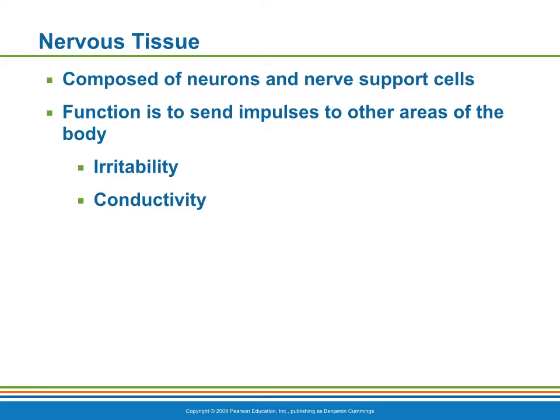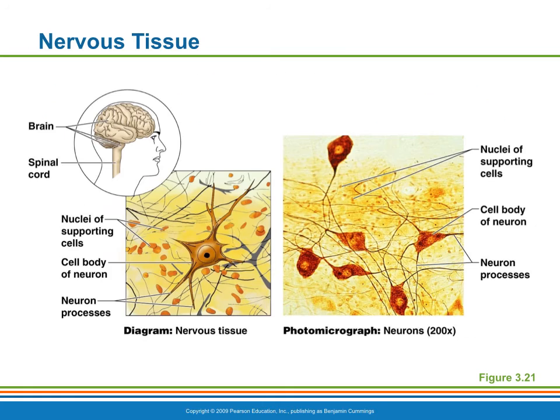Now, next we have nervous tissue. Nervous tissue is the main component of the nervous system, which regulates and controls body functions. Nervous tissue is composed of two types of cells. Here's what it looks like. And these two types, you've got neurons, which are specialized cells that generate and conduct electrical impulses. And you've got supporting cells, which are non-conductive cells that support, insulate, and protect the neurons. We'll go into more detail with those when we get to the nervous system.